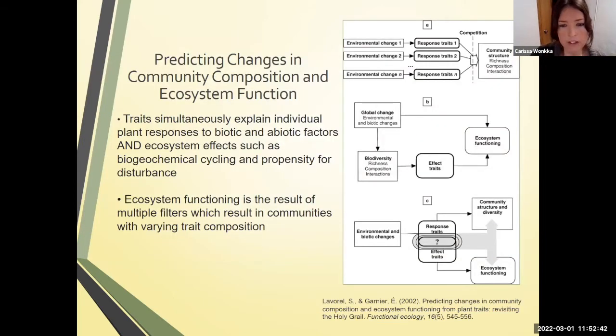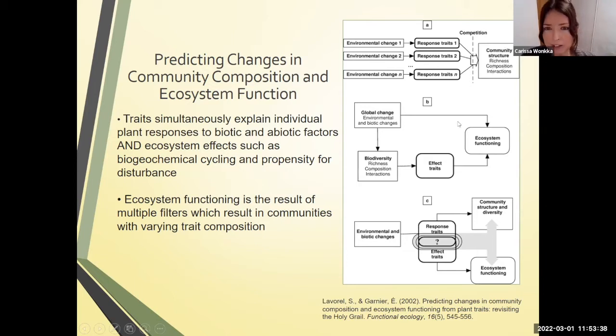So this is just a theoretical framework that was developed by Lavorel and Garnier, and it speaks to that understanding that traits simultaneously explain plant responses and ecosystem effects. So in letter A up here, this is how our traits are filtering our communities. We have some environmental factor, it doesn't have to be a change, but an environmental factor like soil type or a competitive structure. And you have a response trait, and the response trait determines how a plant will respond to that environmental change. But there's a suite of different environmental conditions that plants are responding to. And so these response traits are said to filter the community. And then that goes further through this filter of competition to develop our community structure.